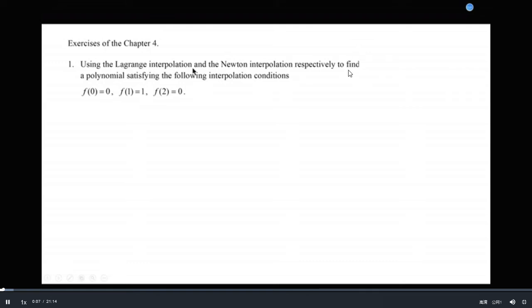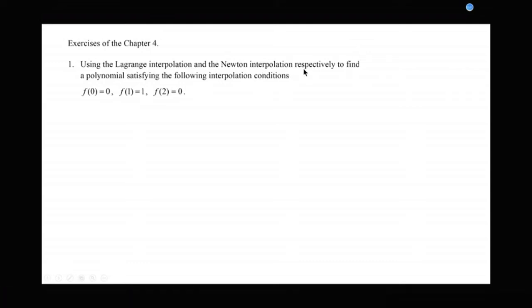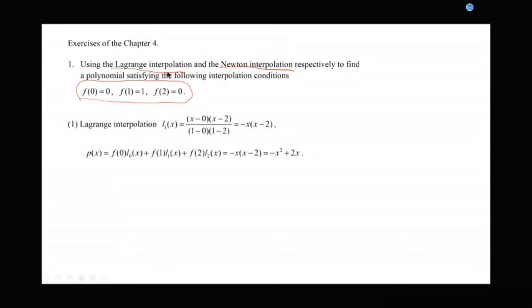The Lagrange interpolation and the Newton interpolation, respectively. So, two interpolation methods to find a polynomial satisfying the following interpolation conditions. Now we obtain three conditions: f0 equal to 0, f1 equal to 1, f2 equal to 0. Right? Okay, so now we need to use two methods for the Lagrange interpolation.